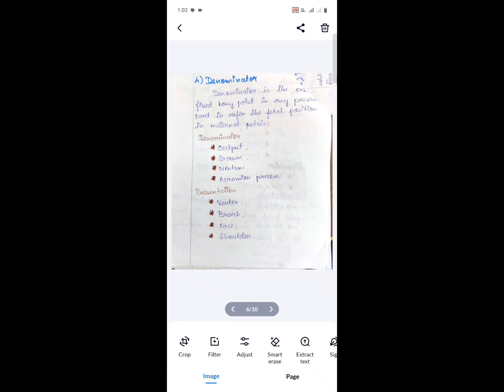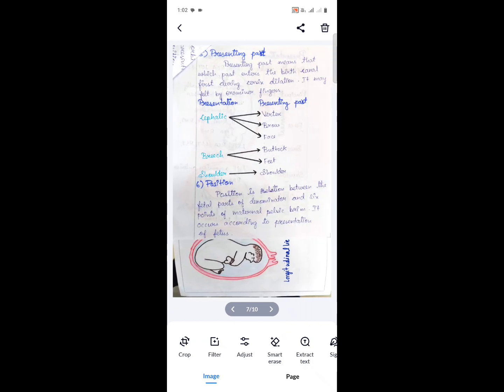First, in a normal presentation the denominator is the occiput. If the baby is in breech presentation, the denominator is the sacrum. Next, in face presentation it is the mentum, and in shoulder presentation it is the acromion process. For vertex, breech and face presentations, as I already told, the denominator differs according to the presentation.